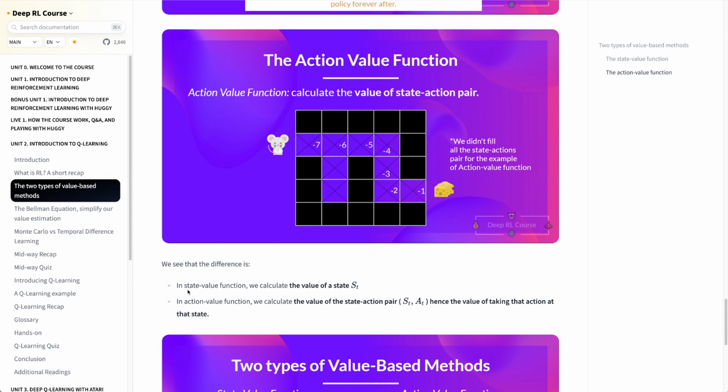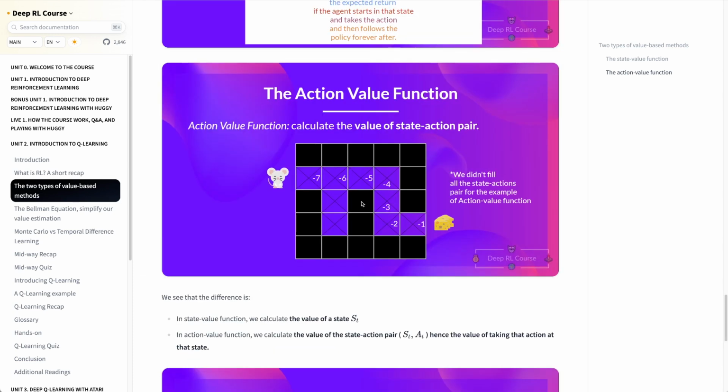We see that the difference is in a state value function, we calculate the value of a state St. In the action value function, we calculate the value of the state action pair, St and At, hence the value of taking that action at that state. So here they didn't fill in, for example, in the state going up, or going backwards, or going downwards, it looks like up and downwards would be blocked by a wall, but maybe going, I don't know, but at this state, they could definitely have gone down. They could have gone forward and then back, but they're only calculating this step, at least in this diagram.